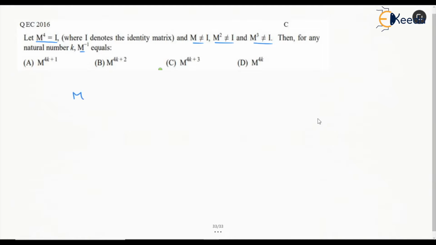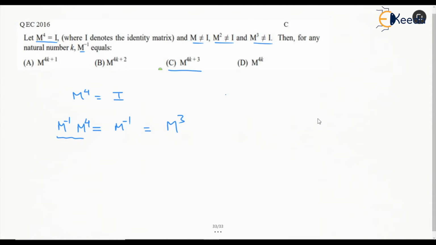So it says M to the power 4 is equal to I. What if we multiply M inverse on both the sides? M inverse into M to the power 4 will become M cube, and M inverse into I will become M inverse, and this is going to be equal to M cube. So we don't have M cube, but we have this M to the power 4k plus 3.